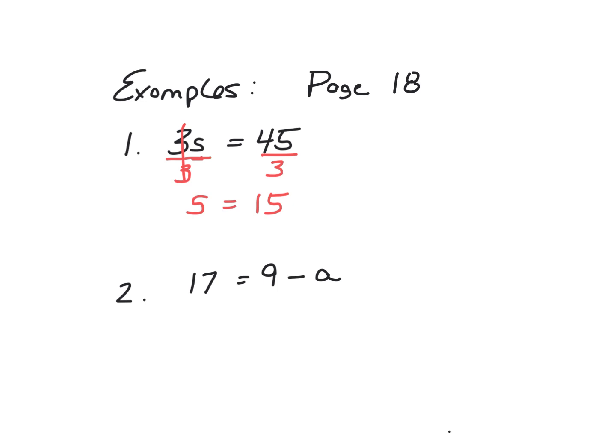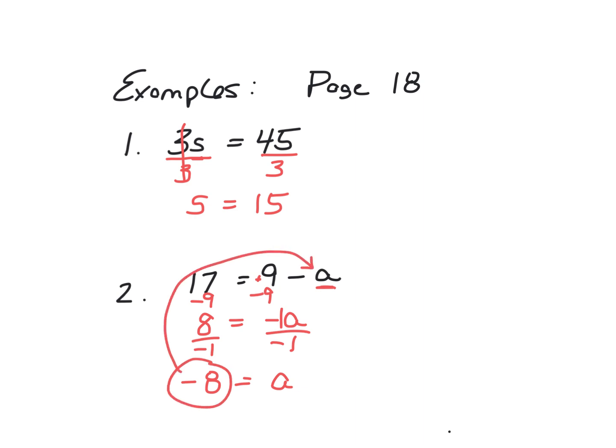All right, number 2, we've got 17 equals 9 minus a. We want to try to get this a by itself. In this case, we've got that 9 in front, which basically means positive 9 there. So I'm going to subtract 9 from both sides, which gives me 8. That leaves me with a negative a. And then, since this is like a negative 1a, I could divide both sides by negative 1. And a would equal negative 8. Always good to check your answers. If we plug this back in, we have 9 minus a, minus 8, which would give you 17. So that does check.